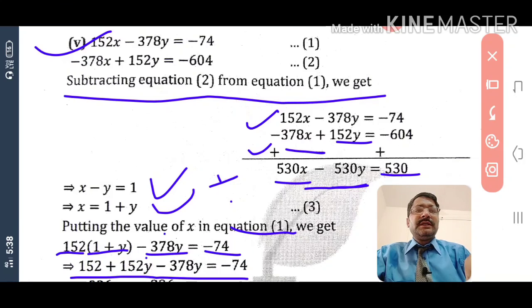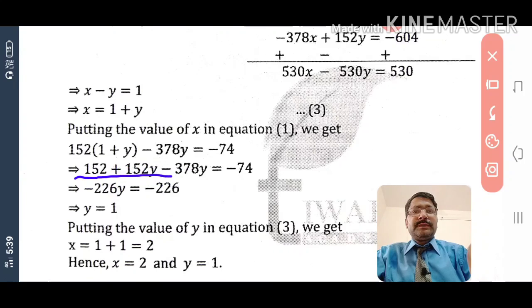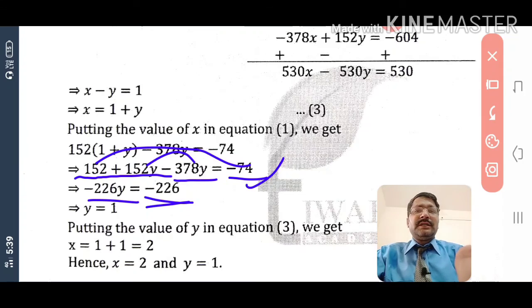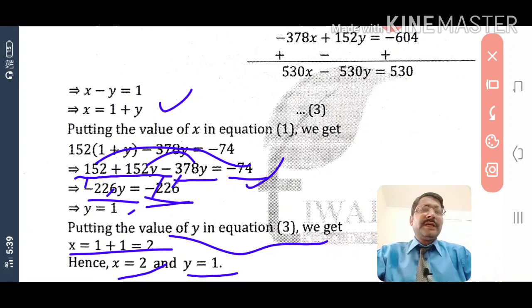You open this bracket and you find 152 plus 152y minus 378y equal to minus 74. The 152 you transfer and add with minus 74, so you get minus 226, and here 152 minus 378 gives minus 226y. Then the minus signs and the numbers cancel, and y equals 1. This y equal to 1 you put in equation 3. So what you get, x equal to 2. In this way you get the values of x and y. Hope you understand this solution.